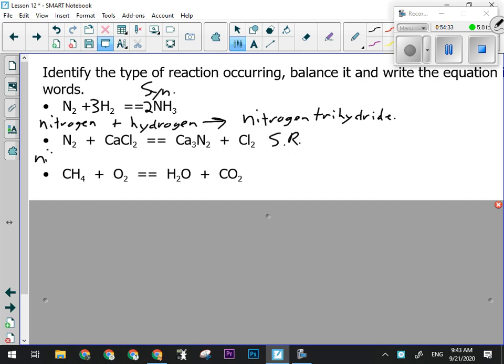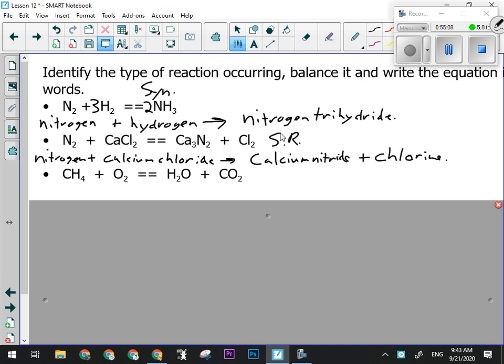All right, next step, I got to write it out in words. Okay, this stuff is nitrogen, plus calcium chloride, gives us calcium nitride, and chlorine. Okay, now I need to balance. What should I start with? Yeah, calcium is the biggest number, right? There's 3 calciums over here and there's only 1 over here.